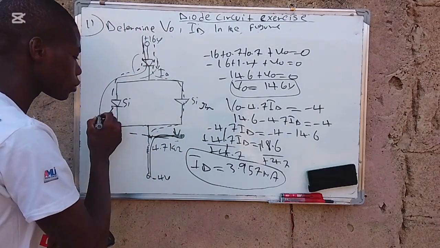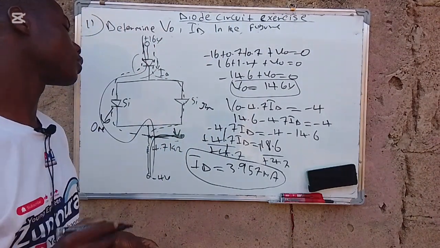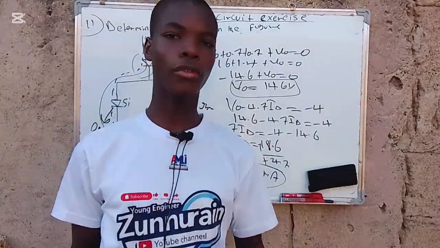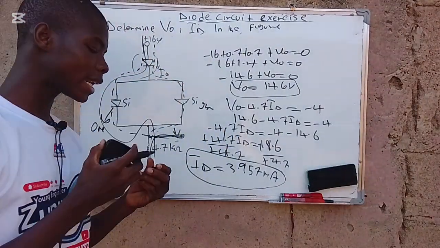Also, if you want to find the current using the second way, you can come across from here to here, down to the ground. So this is all I have for you for this 11th question under the diode circuit.